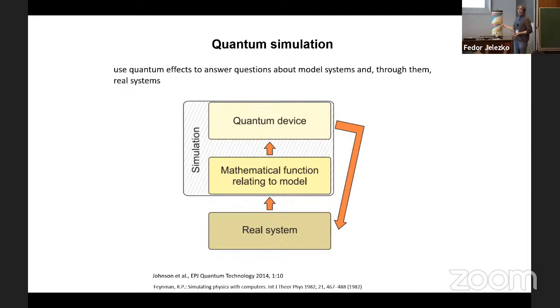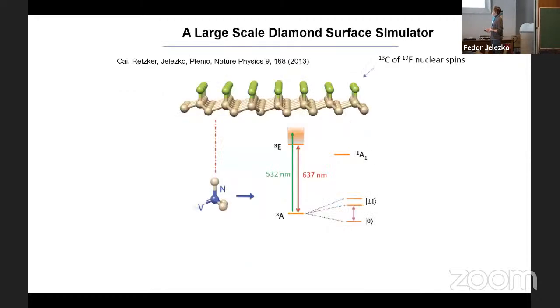It's very important for designing new materials, especially materials where spin degrees of freedom play a role. To model a spin system is a hard task for a classical computer. And so an array of spins is the most natural way to model another spin system. And we had the idea to build such a device in diamond.